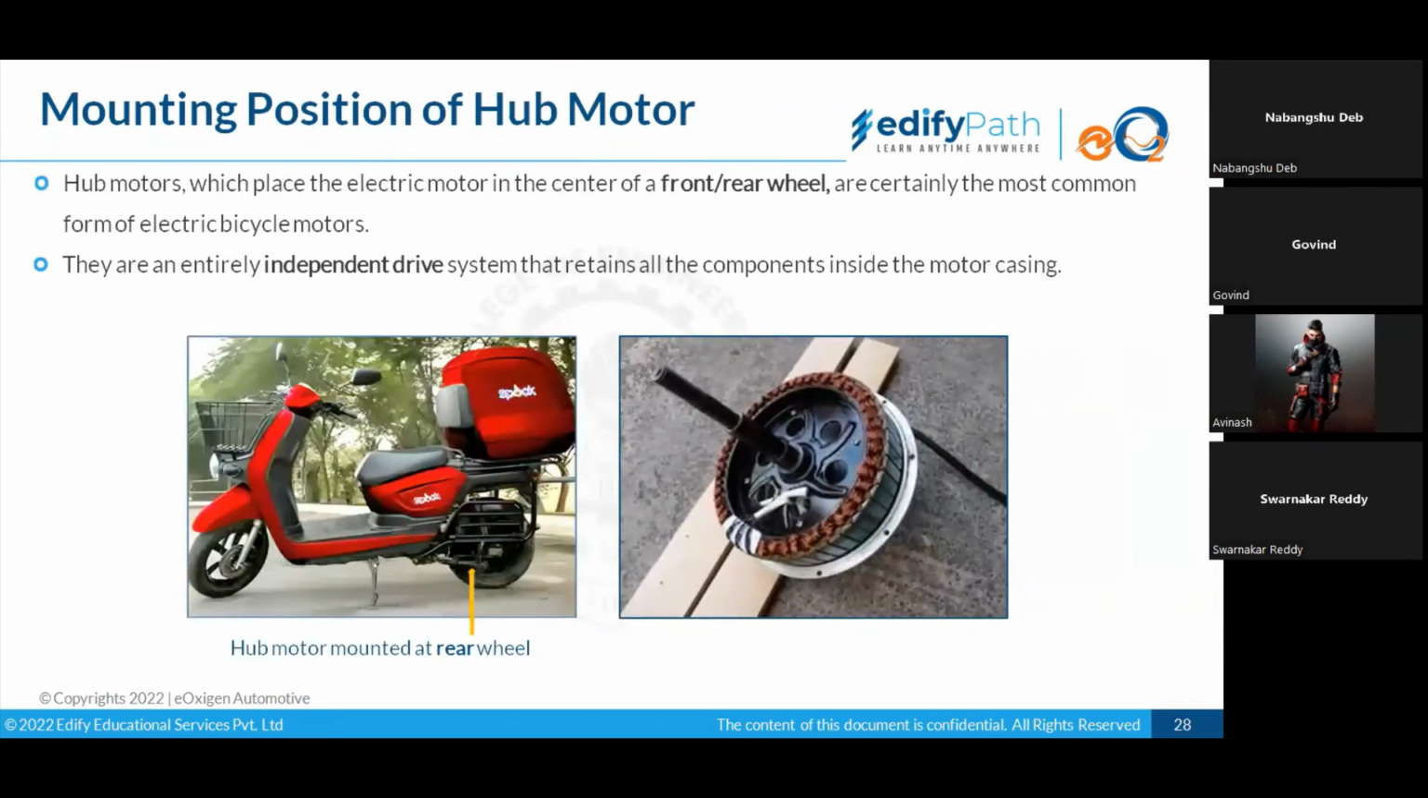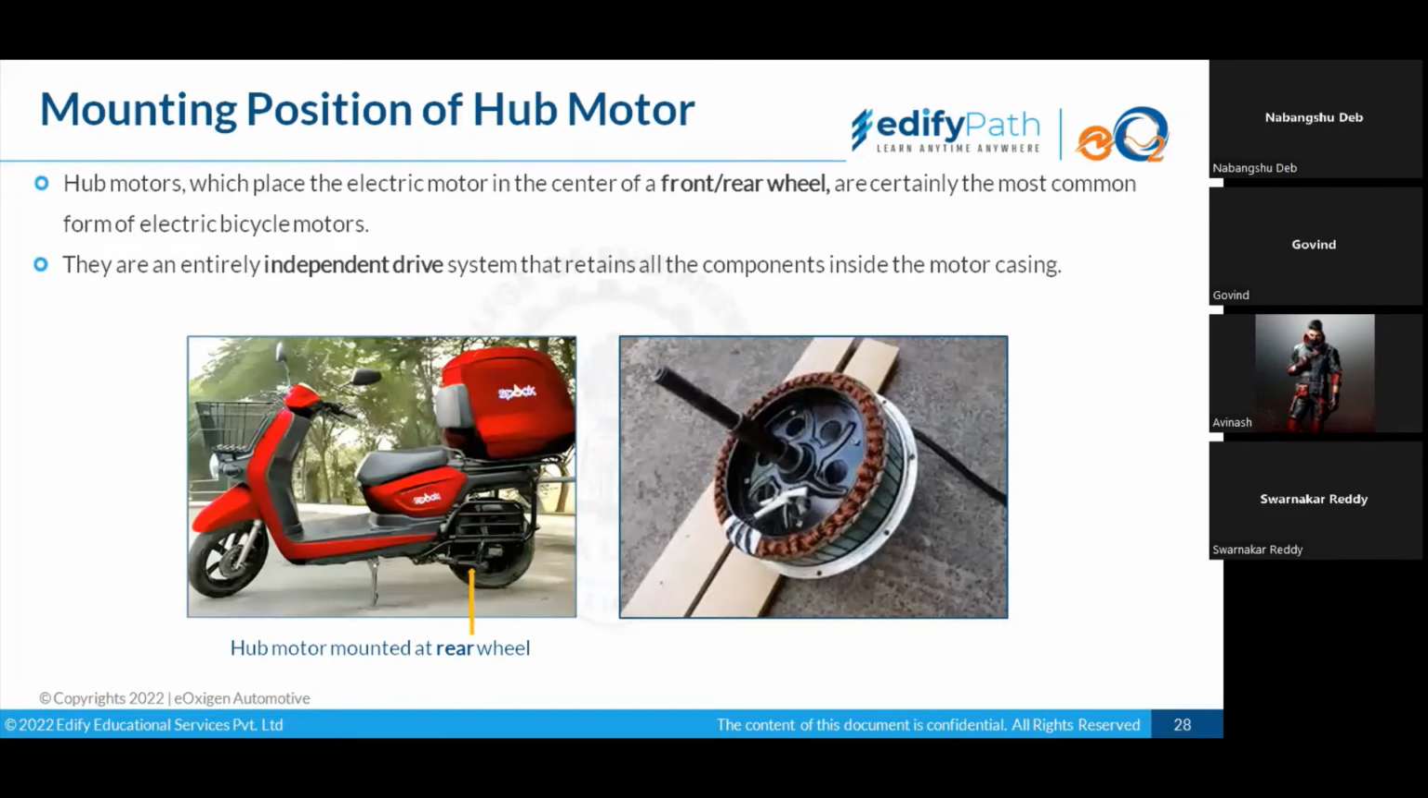Mounting position of hub motors. You can see here, the hub motor, which places the electric motor in the center of a front or rear wheel, is certainly the most common form of electric bicycle motor. The hub motor is normally placed on the rear wheel only, as the driving wheel is normally the rear wheel. There are a few people, though not very authentic designs, who have put the hub motor in the front wheel. They have designed them as hybrid two-wheelers, so they have a petrol engine and everything, and the motor is mounted in the front tire. But that is not a very commonly used design.